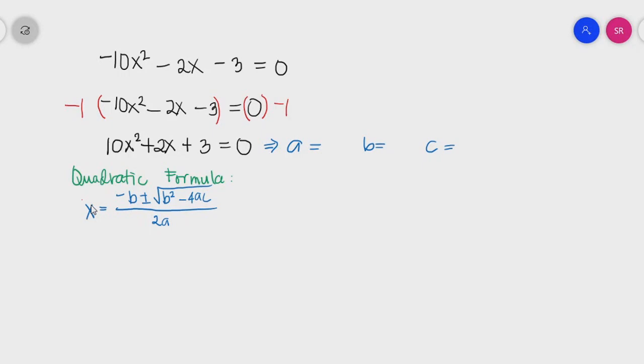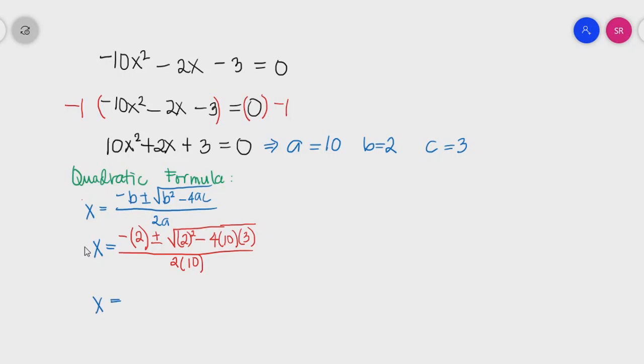So for the value of coefficient a, that will be 10. For the value of coefficient b, that will be 2. And for the value of c, that is 3. So let's just plug in. We have x equals negative 2 plus and minus square root of 2 squared minus 4 times 10 times 3. Okay. Tapos all over 2 times 10. Okay, then we will simplify.